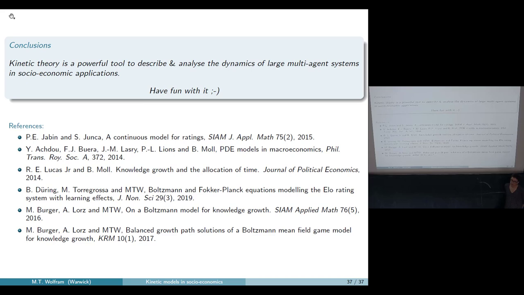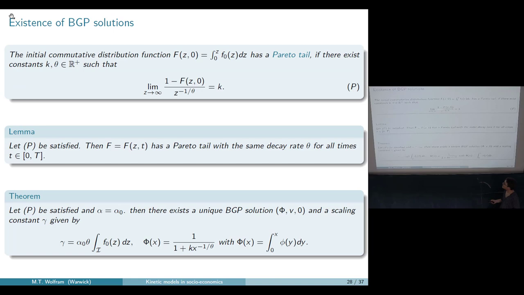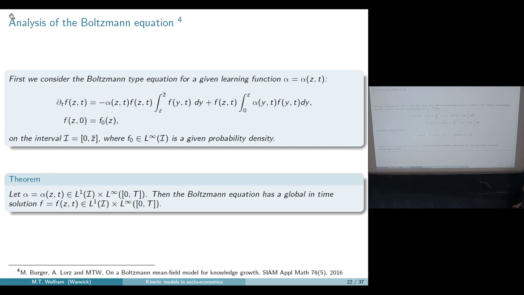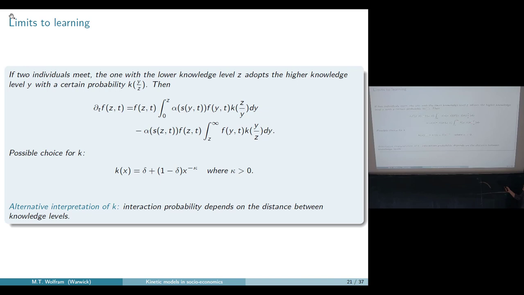Well, he has, for example, one slide that I skipped. That's true. He discusses a couple of extensions of the model. One, for example, is that you have limits to learning in such a sense that it always depends on the fraction of your knowledge level. I can only adapt. I was asking a completely different question. Yeah, I know, but he also.